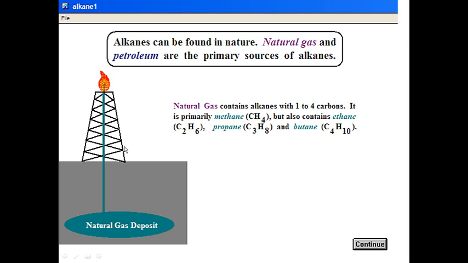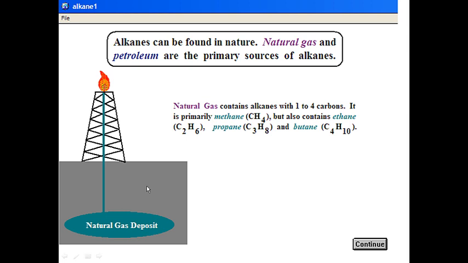Now, the next section they talk about are sort of the uses and sources of alkanes. And with most functional groups, we talk about how you can convert another functional group into that particular functional group that we're talking about. Alkanes are a little different because alkanes are found primarily in nature from natural sources. The primary source of alkanes is either natural gas or crude oil.